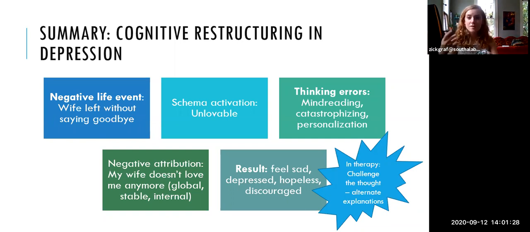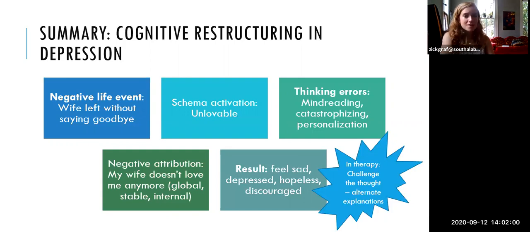So the patient was selectively thinking about her behavior that would be evidence for his belief that she doesn't love him anymore, for his negative schema that he's unlovable, and for his negative attribution. But he was sort of selectively ignoring evidence to the contrary, evidence that maybe her behavior had nothing to do with him. It had to do with factors that were not stable and not global. So however she was feeling this morning doesn't have any bearing on how she feels in the rest of the relationship. So that's what a therapist would do in session.